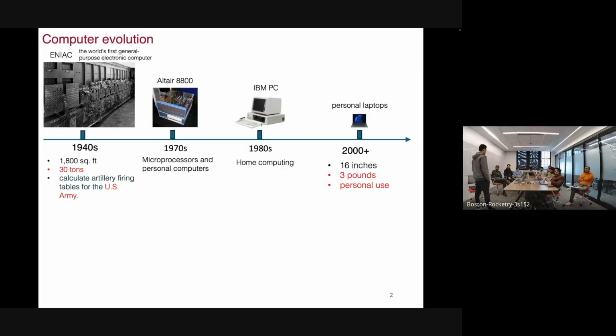How computers evolved. If you look back, the first general purpose computer was invented in the 1940s, which was 60 years ago. It was such a big machine, so heavy, that it needed to occupy an entire room. And it was designed for the purpose of calculating artillery firing tables for the US Army.